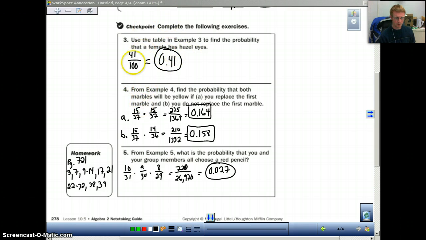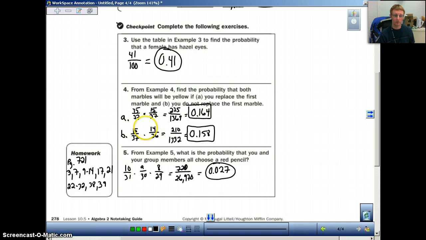The second one, dealing with the marbles again, what's going to happen here is we are taking yellow marbles, and then we're taking yellow marbles again, but we're replacing it. So it's just 15 over 37 times 15 over 37. That's an independent type event because they're both independent of each other. Multiply them together, we get 0.164.